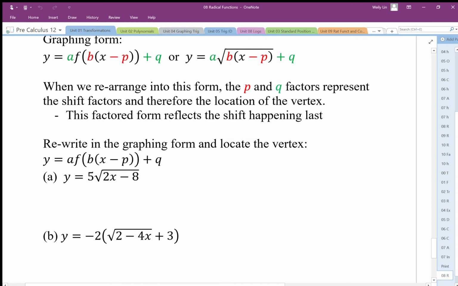So in this case here, if I want to see what the vertex is, which then allows me to figure out where the graph starts and the domain and range of the graph, I want to put this into factored form. Okay, so I'm going to put this into the graphing form or the factored form. So I get 5 square root, and it's in the inside, then I'm just going to factor out that 2. And I'm going to end up with x minus 4. So these are equivalent expressions. The difference now is this one shows me where the vertex is.